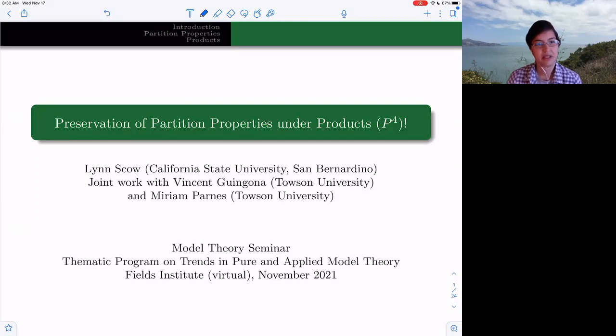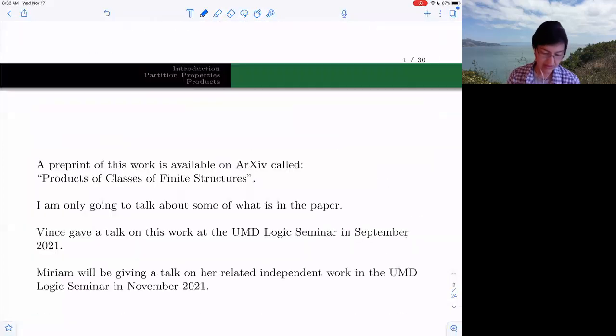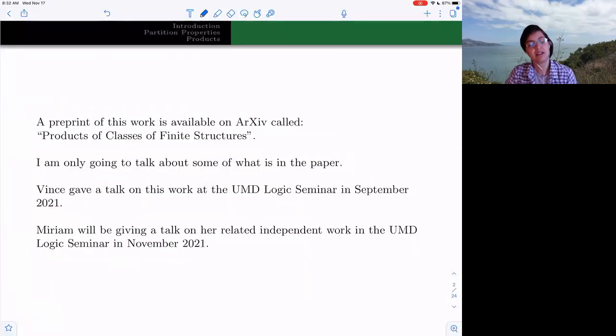If you're looking for a preprint with more details on this work, it's available on arXiv. It's called Products of Classes of Finite Structures. I'm only going to talk about some of what is in the paper.